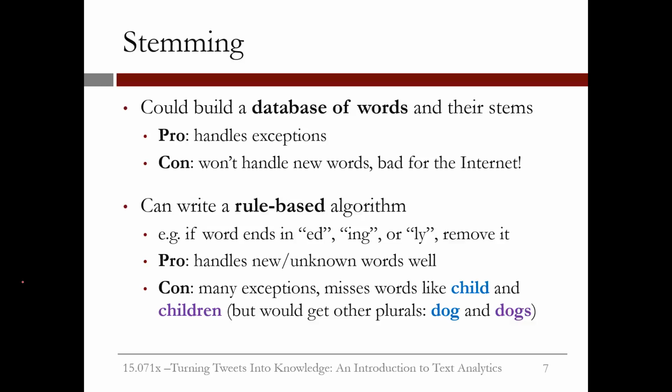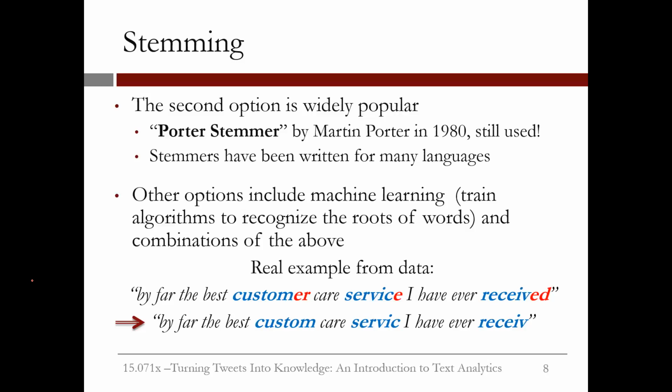A different approach is to write a rule-based algorithm. In this approach, if a word ends in things like ed, ing, or ly, we would remove the ending. A pro of this approach is that it handles new or unknown words well. However, there are many exceptions, and this approach would miss all of these. Words like child and children would be considered different. But it would get other plurals like dog and dogs. This second approach is widely popular and is called the Porter stemmer, designed by Martin Porter in 1980, and it's still used today. Stemmers like this one have been written for many languages.